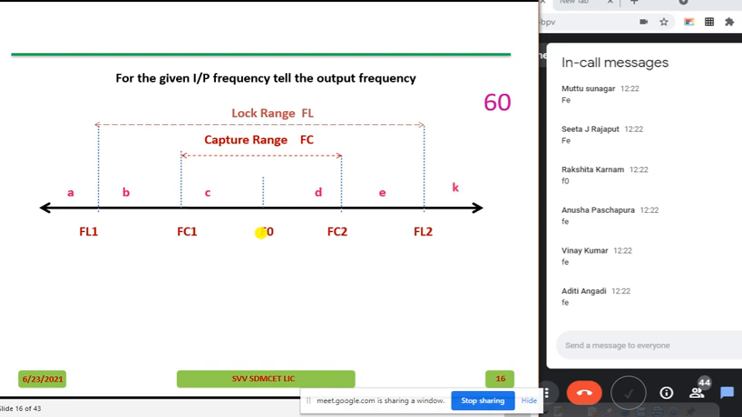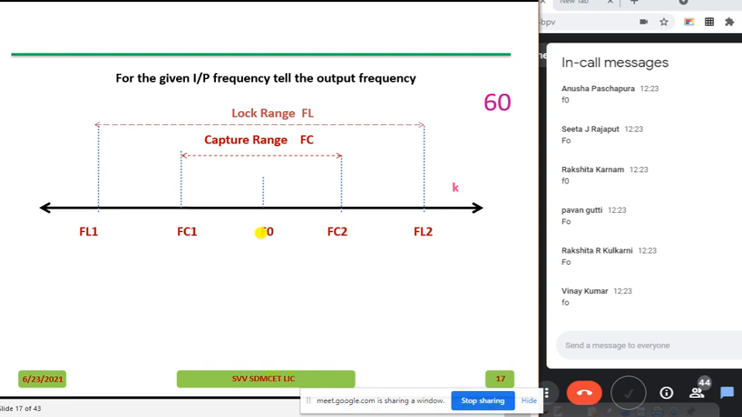Now if I make it FK, beyond FL1 FL2 I cannot drag it. It will go back to F0. अगर वो ज़्यादा हो गया FL1 से और FL2 से. Now can you tell what is the output after FK if I give the input? F0. Again it will come back to F0. Very good. Now let us consider another example.